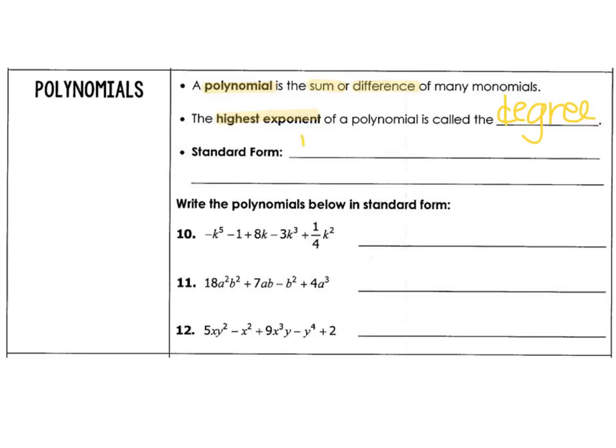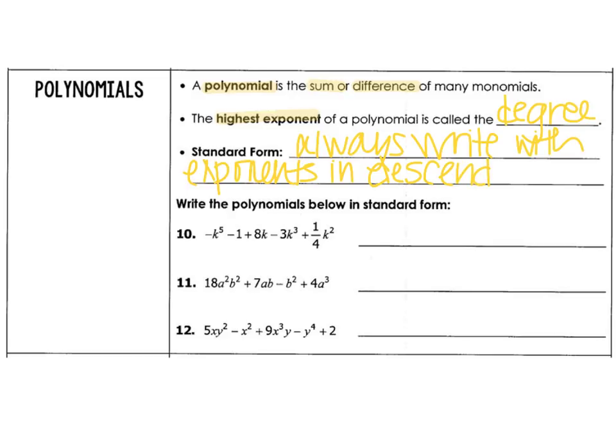All right, so we always want to write them with exponents in descending order, meaning from greatest to least. All right, also we want to write them in alphabetical order too. Alphabetical, that's a hard word to spell. So that's just another note in standard form.